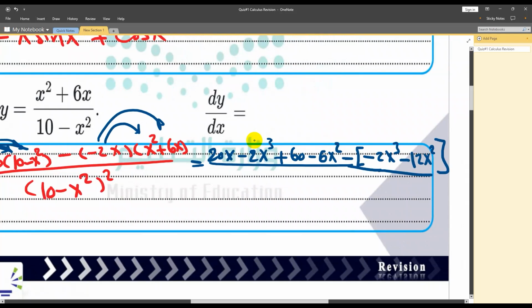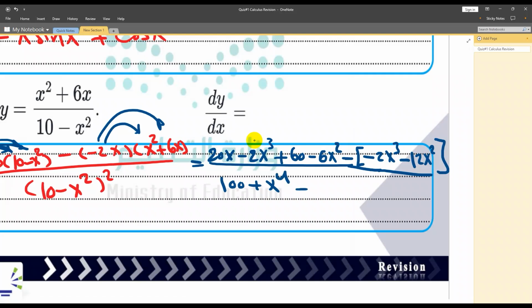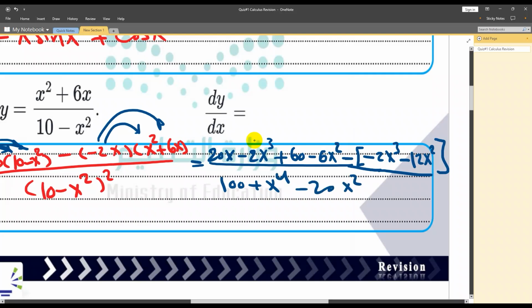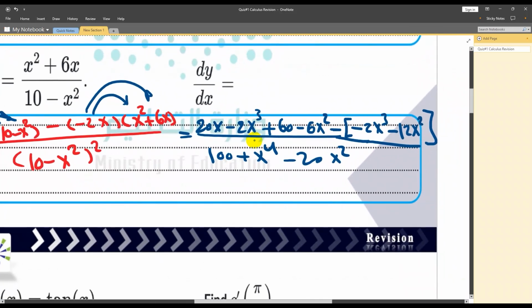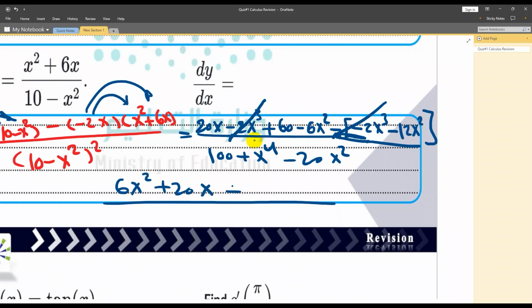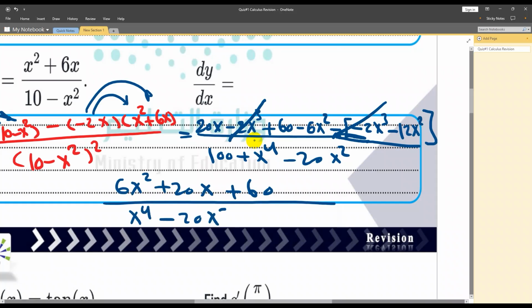Okay, and we can expand this one. It will be 100 plus x power 4 minus 20x power 2. And then we're going to simplify further. So this is negative 2x cubed, and this is positive 2x cubed, so it will be cancelled. And negative times negative will be positive, 12x squared minus 6x squared, so it will be 6x squared. So the final answer will be 6x squared plus 20x plus 60 over x power 4 minus 20x power 2 plus 100.